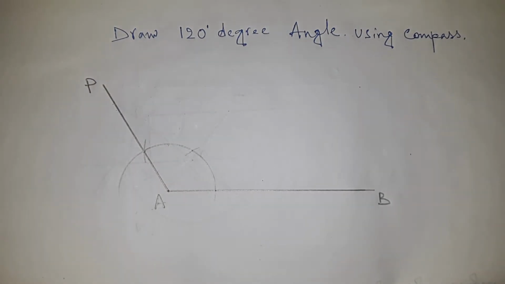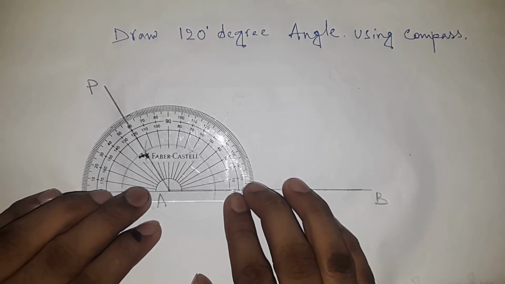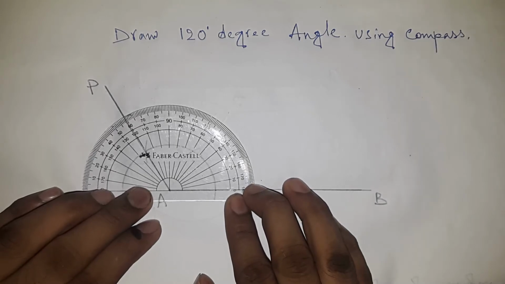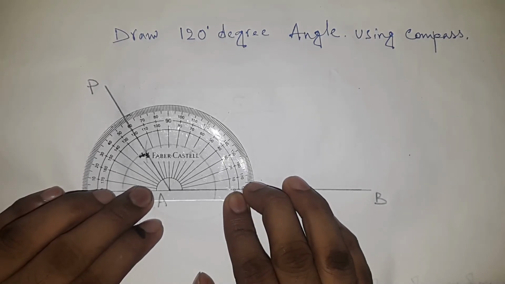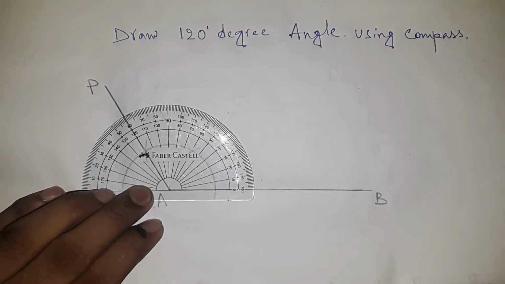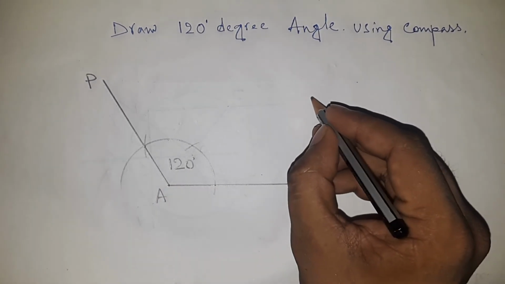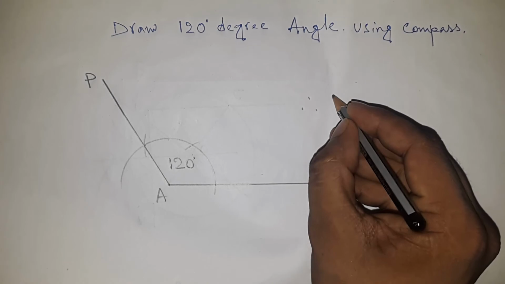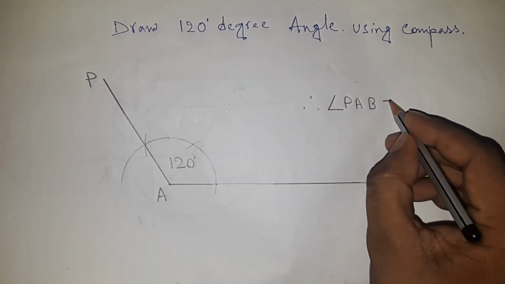Now I'm going to check whether it is a 120-degree angle or not. So now I'm checking. Okay, this is a 120-degree angle perfectly. Okay, this is perfectly, so this is a 120-degree angle. Okay, therefore angle PAB equal to 120 degrees.